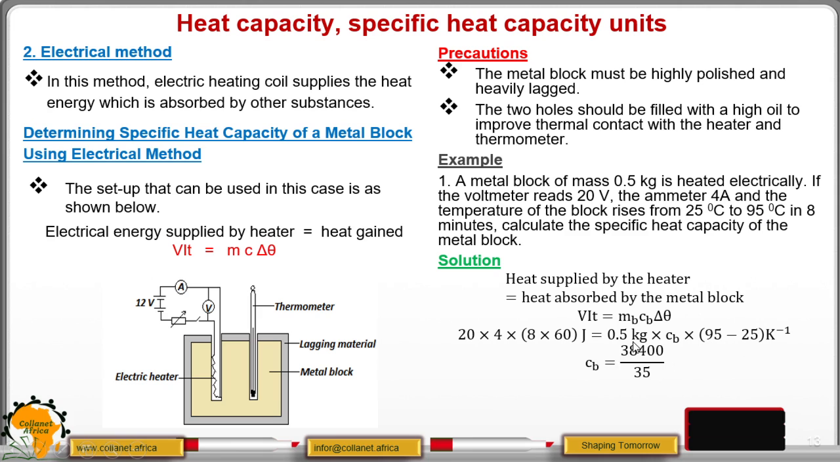And when you subtract, you will find that this value will be 35, and this value will be 38,400. So to get the specific heat capacity, you divide by 35, and that will give you 1097.14 joules per kilogram per Kelvin. That will be the specific heat capacity of our metal block.